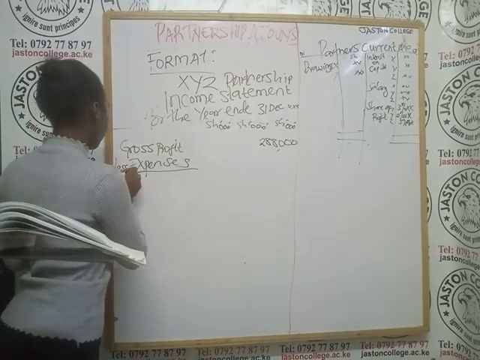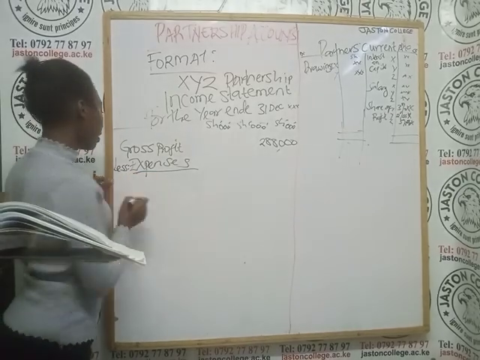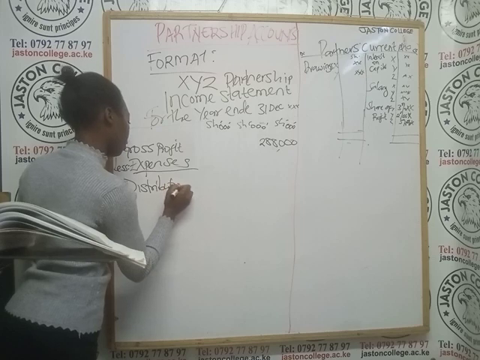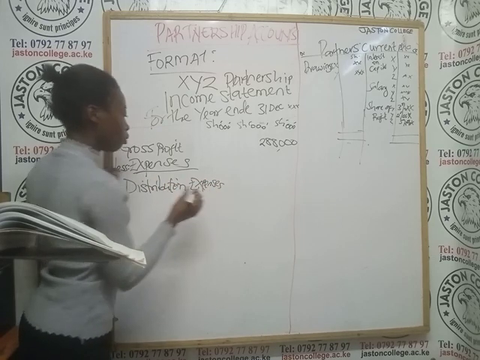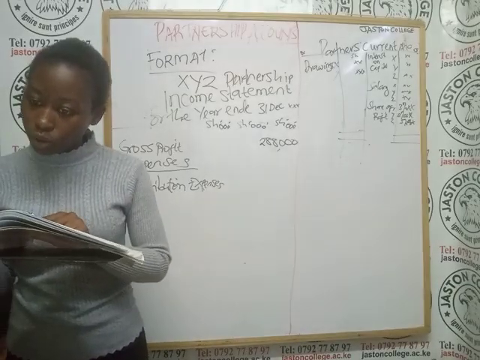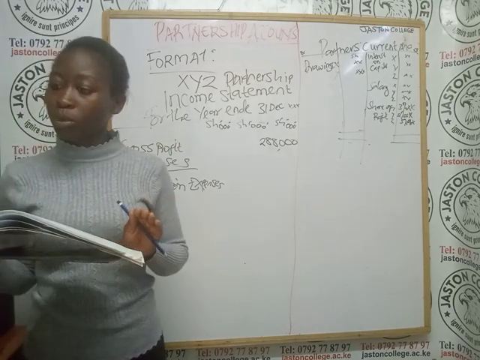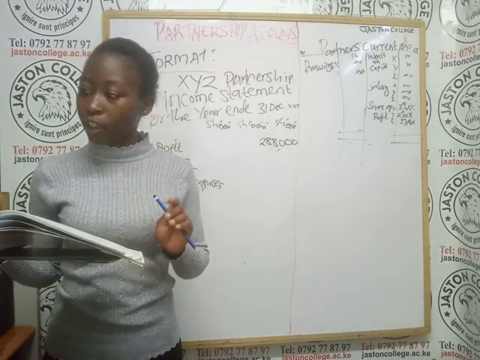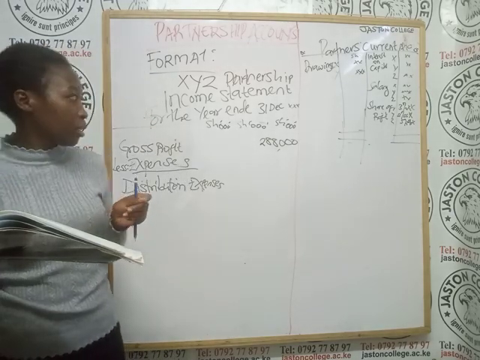We have the expenses which we are lessing, and we have distribution expenses, which we have in our notes, and we are told accrued distribution expenses amounted to 1.5 million, while rent paid in advance was 3 million.